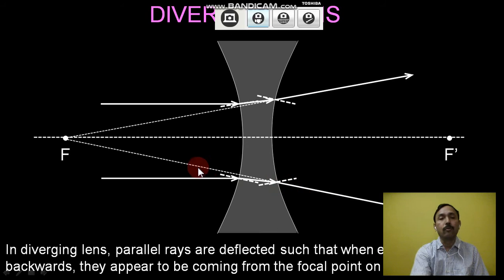If we extend this ray backward, then it looks like these rays are coming from this focal point, this secondary focal point. If it is the primary focal point, this will be the secondary focal point. So in a diverging lens, parallel rays are deflected such that when extended backwards, they appear to be coming from the focal point on the other side. This is one side focal point, this is the other side focal point. As it is extended backward, it looks like these rays are coming from this point F.